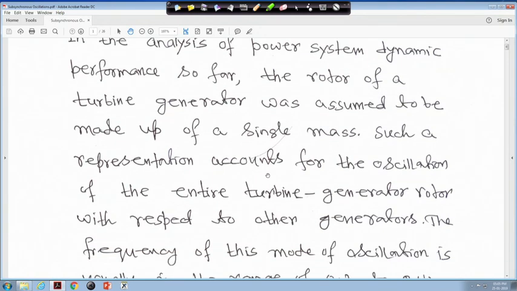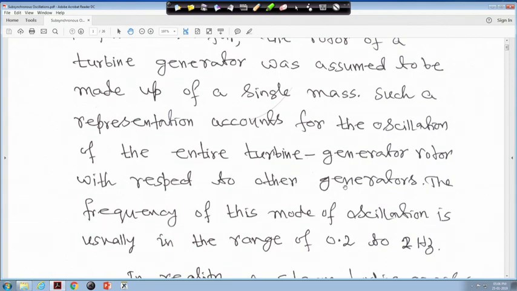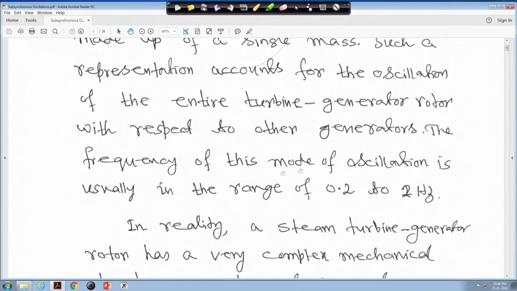Such a representation accounts for the oscillation of the entire turbine generator rotor with respect to other generators. The frequency of this mode of oscillation is usually in the range of 0.2 to 2 hertz. This we have also discussed before.